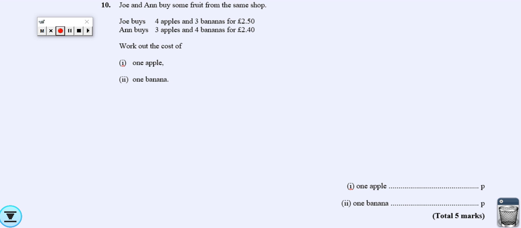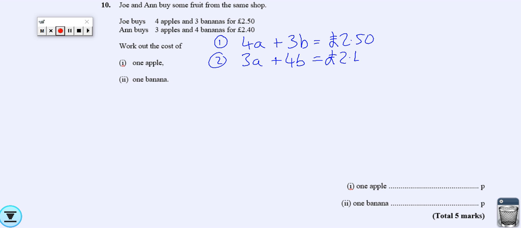Well, this is a simultaneous equations question. So we can set up equation 1, that 4 apples plus 3 bananas equals £2.50. We can set up a second equation, that 3 apples and 4 bananas equals £2.40, and then we need to eliminate one term by getting the coefficient of either a or b the same in both those equations. Let's make the coefficient of b the same, so we can eliminate that first.